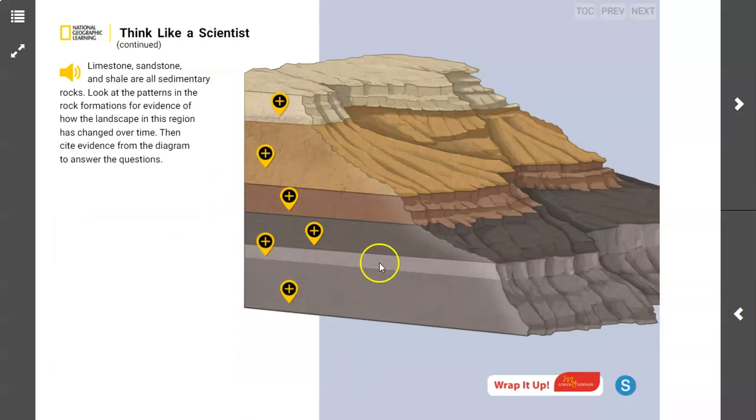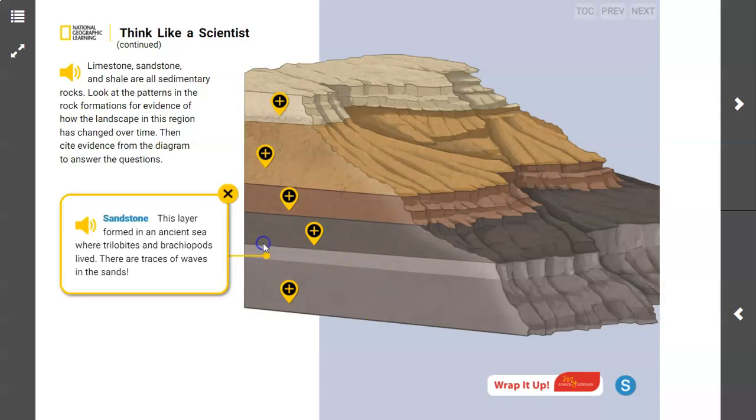This next layer is a little smaller. It's a little bit lighter of a gray. We had dark gray, now we have a little bit lighter gray. And this layer is sandstone. This layer formed in an ancient sea where trilobites and brachiopods lived. There are traces of waves in the sands. So what that tells us is that at some point in the millions of years that it took for the Colorado River to carve out the Grand Canyon, at one point, that area was underground.